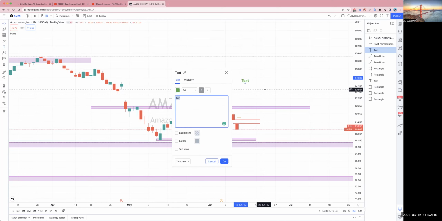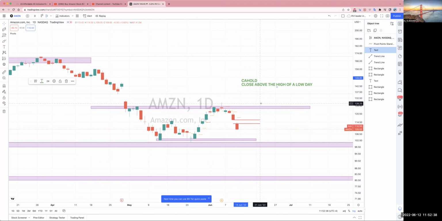And what does that mean? It's a close above the high of a low day or something like that. Low day, yeah. So if you are a trend trader, what you're going to look for is a close above this.